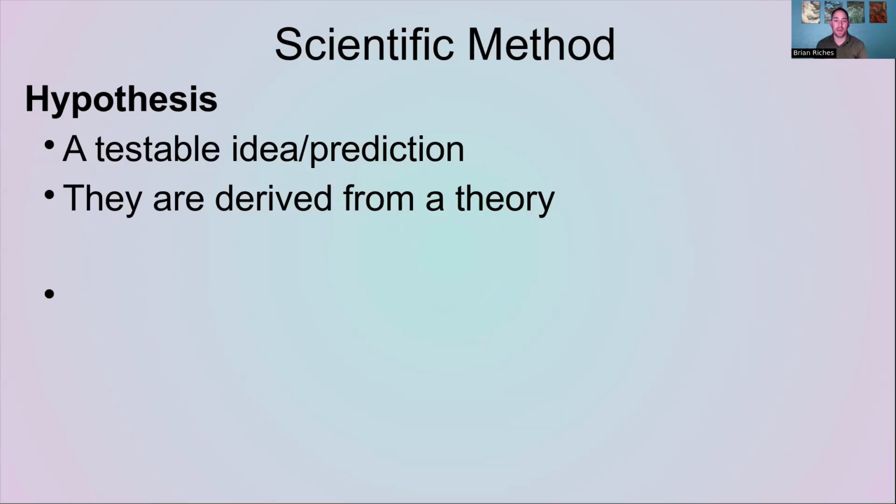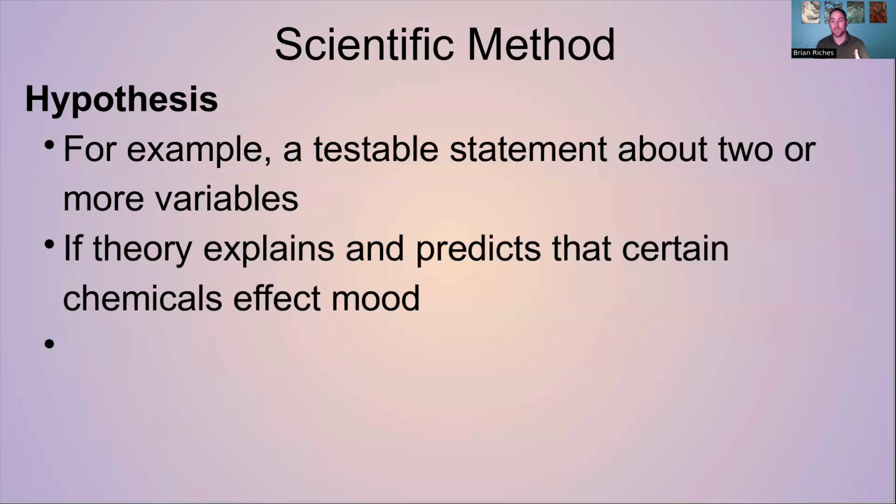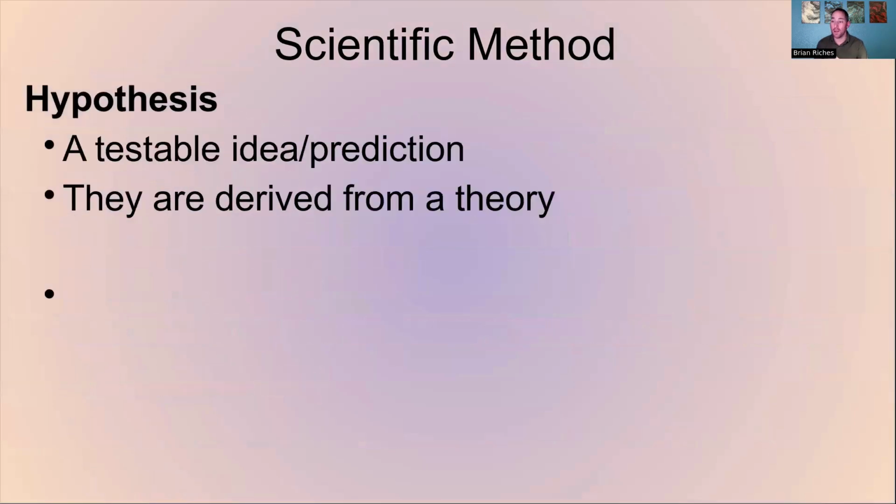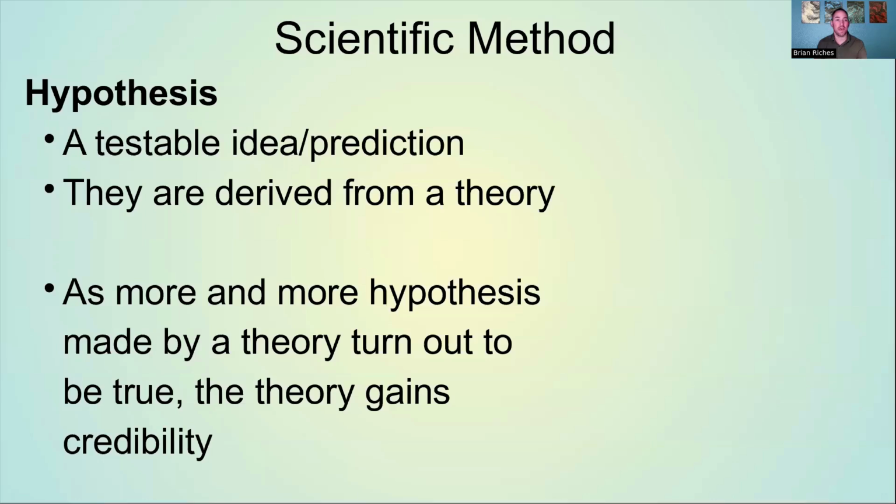So every time you have a hypothesis, this testable statement, come out well, every time that it does that, it gives more strength to the theory. It seems more likely that the theory is a good explanation of all of these things. So as more and more hypotheses predicted by the theory are true, that theory gains more credibility, and it's added to that body of explanation of what this theory is explaining. But the hypothesis is that testable idea.